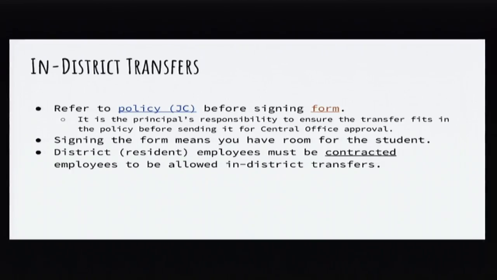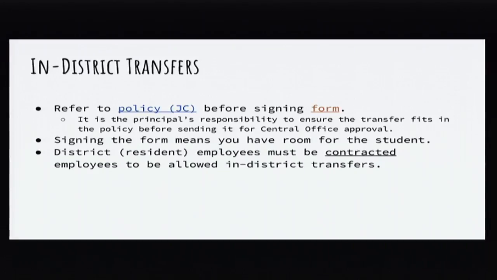So you're talking about when they're going to the next level in the feeder pattern. Yes. So an in-district transfer is good through your level, but when they're going from elementary to middle, middle to junior, junior to high school, they've got to fill out a new form.